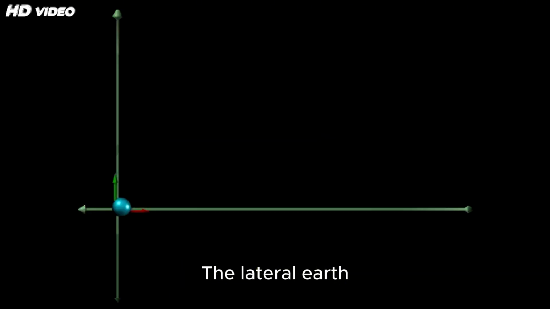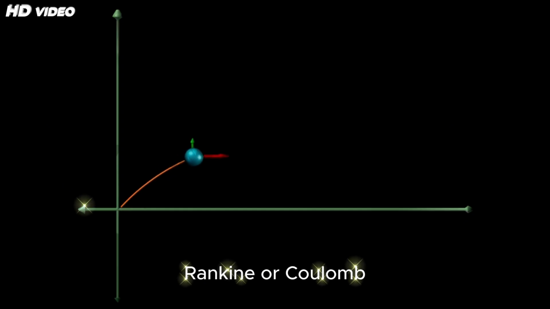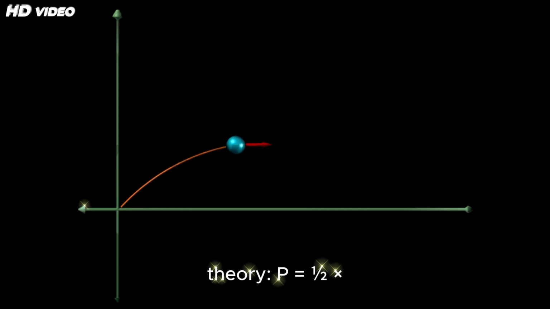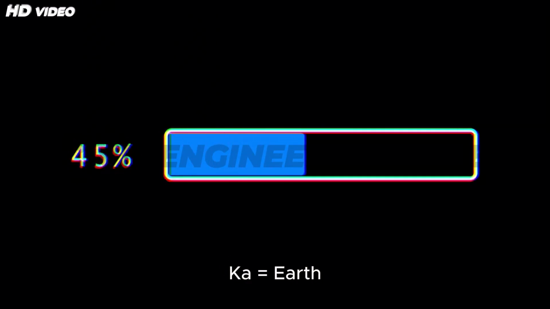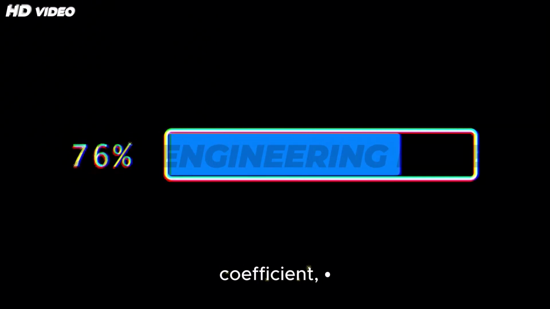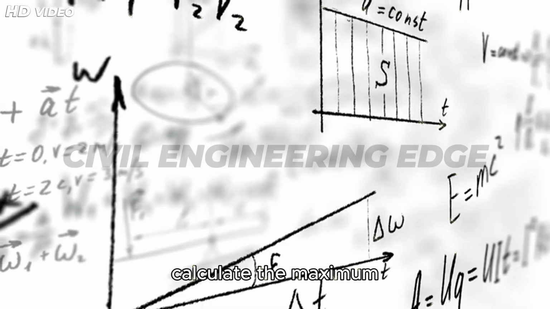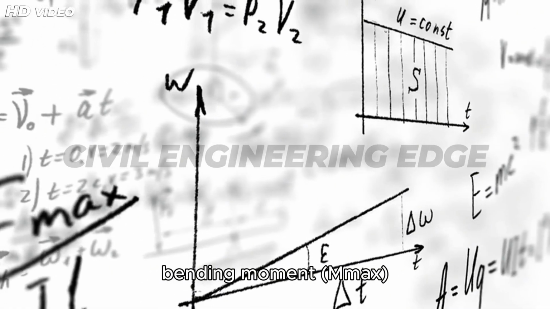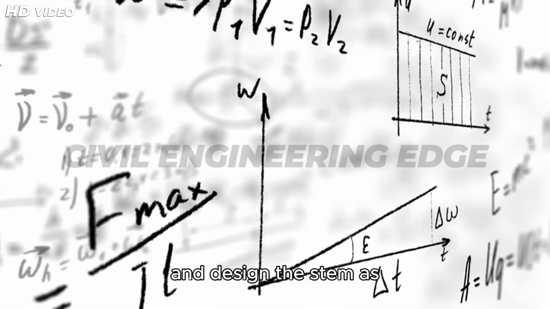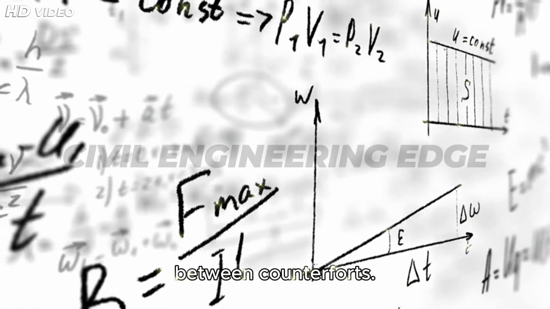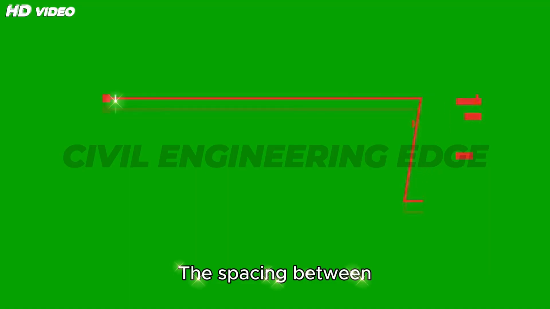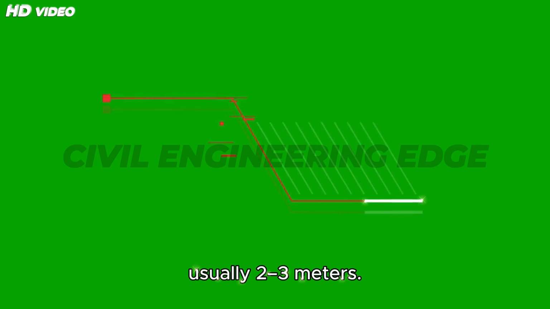The lateral earth pressure P is calculated using Rankine or Coulomb theory. P equals 1/2 times K times gamma times H squared, where K equals earth pressure coefficient, gamma equals unit weight of backfill, H equals height of the wall. Once P is known, calculate the maximum bending moment M max and design the stem as a continuous slab between counterforts. The spacing between counterforts is usually 2 to 3 meters.